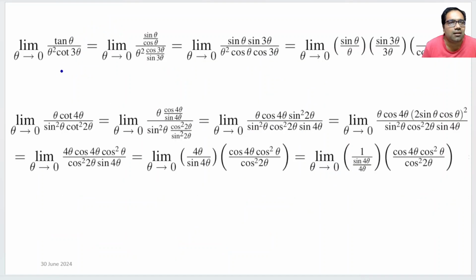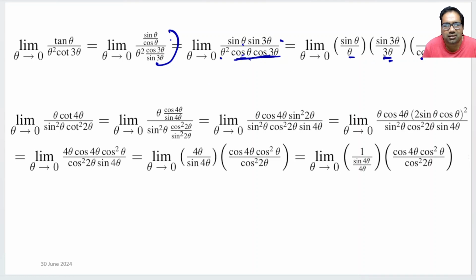Next one. Tan theta by theta square cot 3 theta. What is tan theta? Sin by cos. And cot is what? Cos by sin, cos 3 theta by sin 3 theta. Okay. Which is nothing but, if you take this to the numerator, sin theta into sin 3 theta by cos theta into cos 3 theta. We are not so concerned about cos theta and cos 3 theta. And we already have 2 thetas. What we are concerned about is that there should be a 3 in the denominator. That's why we multiply with 3, both numerator and denominator.